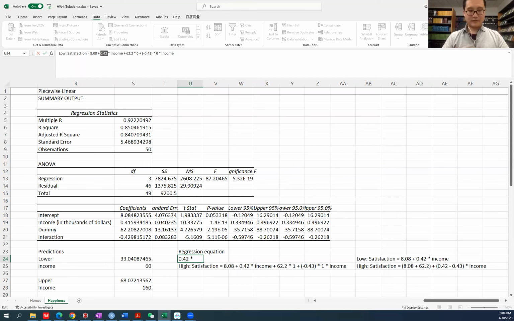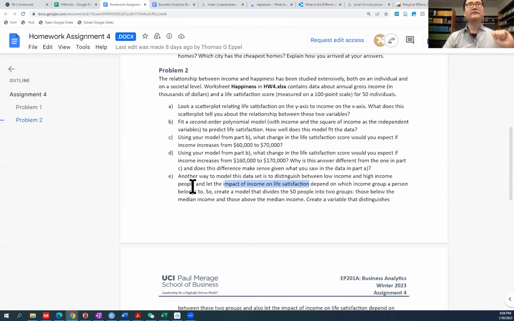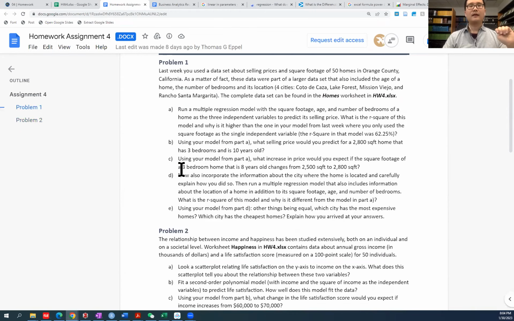Before we address any questions regarding problem 2, are there any parts you still need help with on problem 2, life satisfaction relationship with income? All right, if not, let's catch up with problem 1. How do we represent the neighborhood or the city?